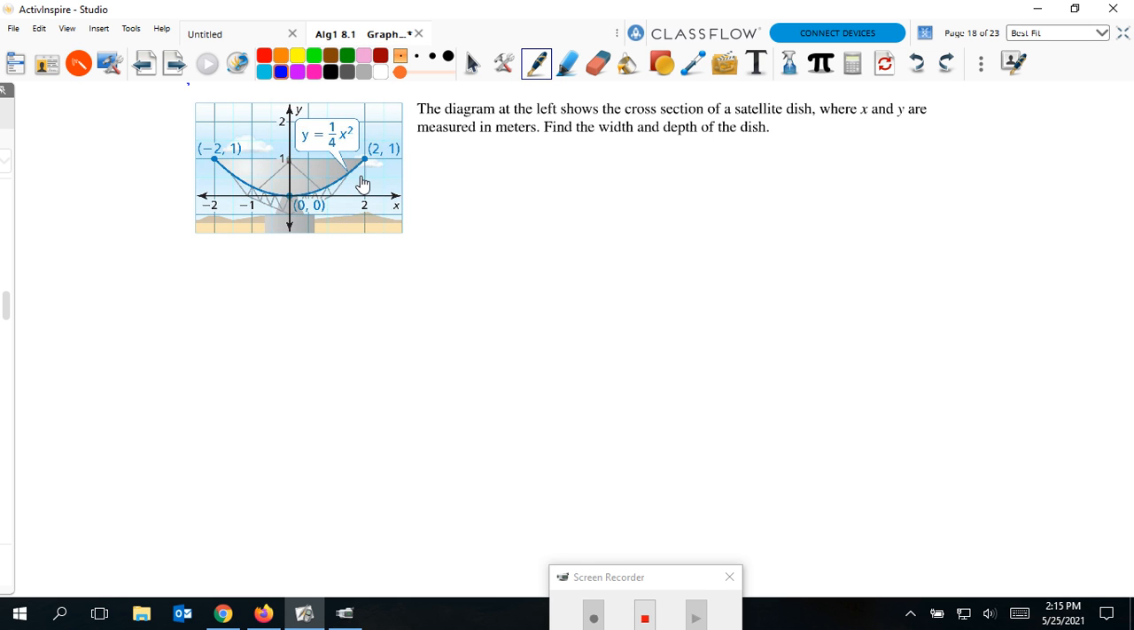We have satellite dishes out in space. We have satellite dishes on the ground down here. So satellite dishes are a way that we understand parabolas, because it's the shape of a parabola. It's a big kind of like a bowl, but the cross section of it, if we were to slice it with a knife or something like that, we would get a cross section of a parabola. So that's why parabolas are very important to understand, even for engineering.